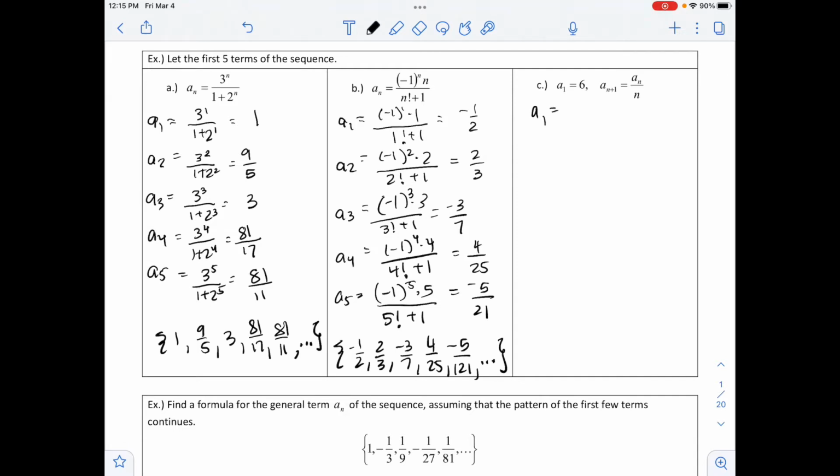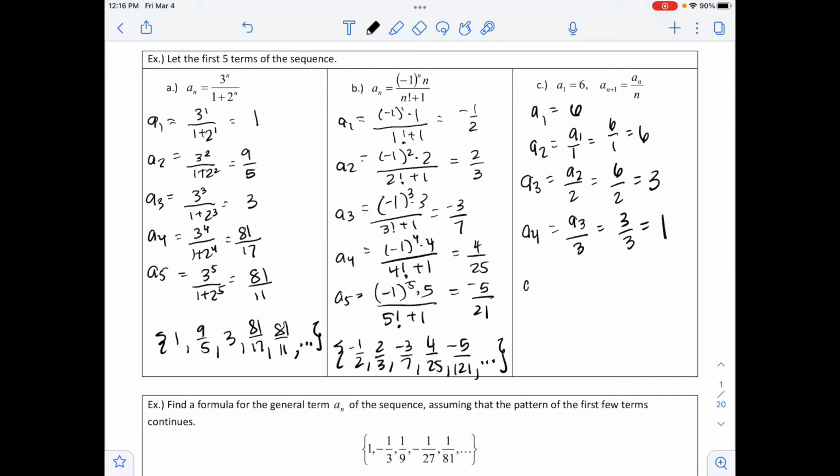This one tells us that a sub 1 is 6. And then it tells us that our next term is found by taking a sub n, which is the previous term, divided by n. So a sub 2 is going to be a sub 1 all over 1, since that's our n value. So we get 6 over 1, which is 6. Then a sub 3 is going to be a sub 2 all over 2, which works out to being 6 over 2, which is 3. A sub 4 is going to be a sub 3 all over 3, which works out to being 3 over 3, which is equal to 1.